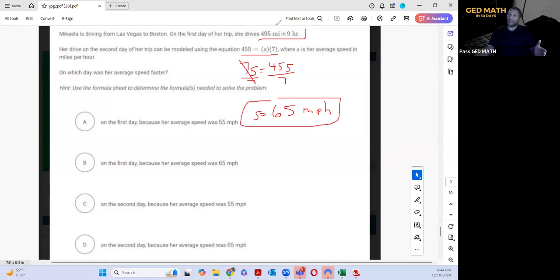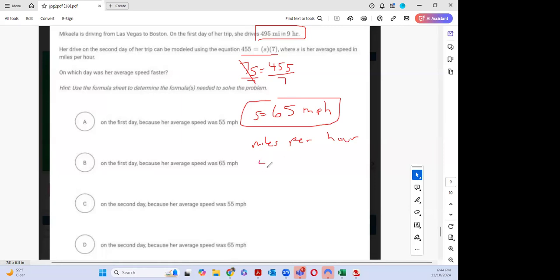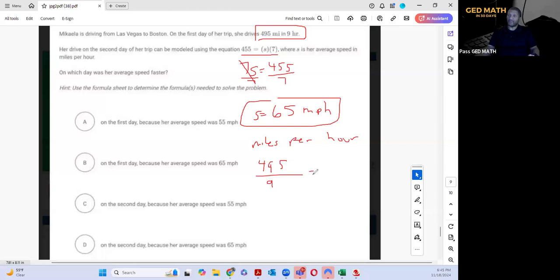How do I find her average speed on the first day? Remember, it's giving you a clue: miles per hour. How many miles did she go on the first day? 495. So 495 is your numerator. Her speed is division. How many hours did it take her? 9. How many times does 9 go into 49? 5. 9 times 5 is 45. What's my remainder?